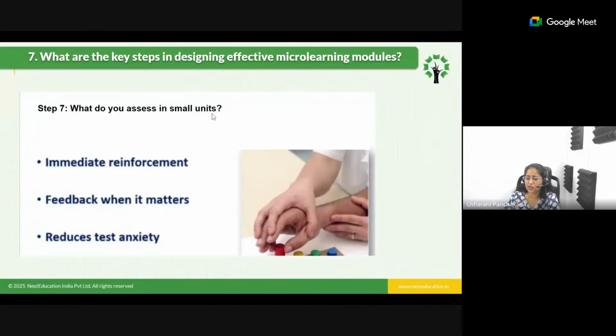What do you assess in small units? So here, immediate reinforcement, feedback when it matters, reduces the anxiety, because when we say test, obviously the tension or the anxiety would start for the student. So we need to reduce that. So that is the reason we are assessing in small units, not like a complete chapter. So at a concept level. Immediate reinforcement, in the sense that if there is a problem with that learning, we are just making him understand that, because the assessment is giving you the results. And feedback whenever it is required.